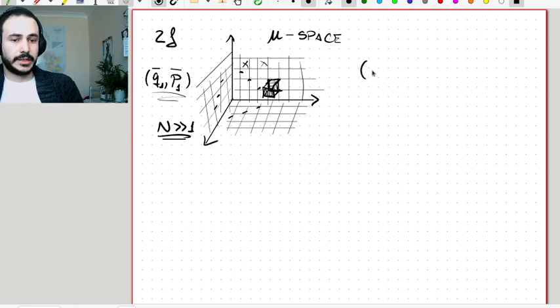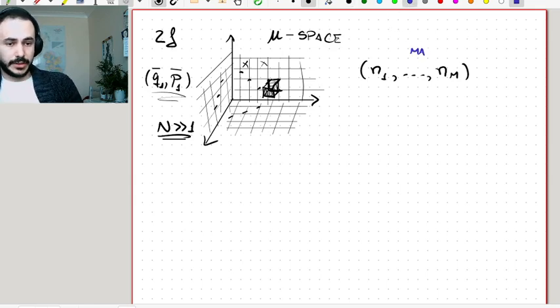So you end up having an array of numbers: there are n1 particles in the first phase space cell, n2 in the second, and so on until you run out of cells, nm. This specification is what we called in the previous lecture a macrostate of the system. Remember, macrostates depend on what you can measure, what you can distinguish. This is one macrostate, because you are already losing some information.